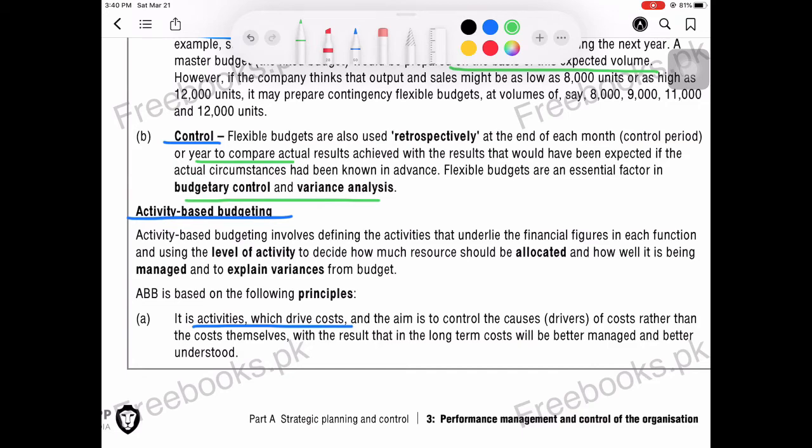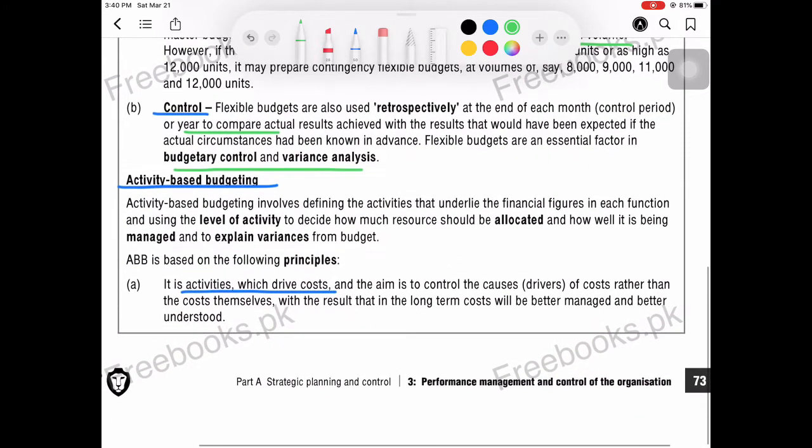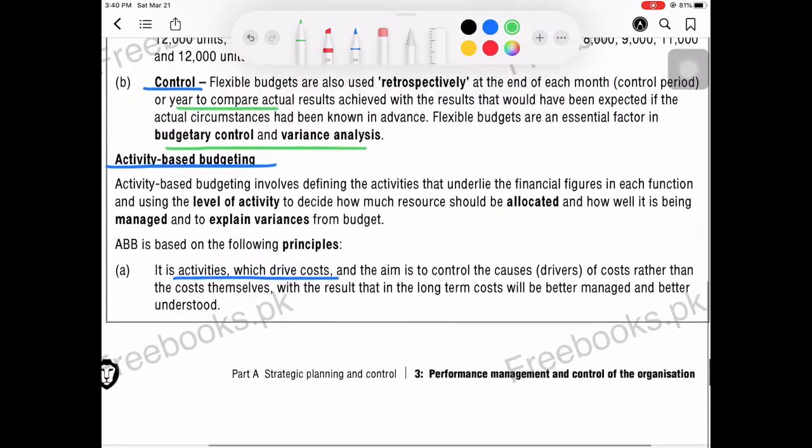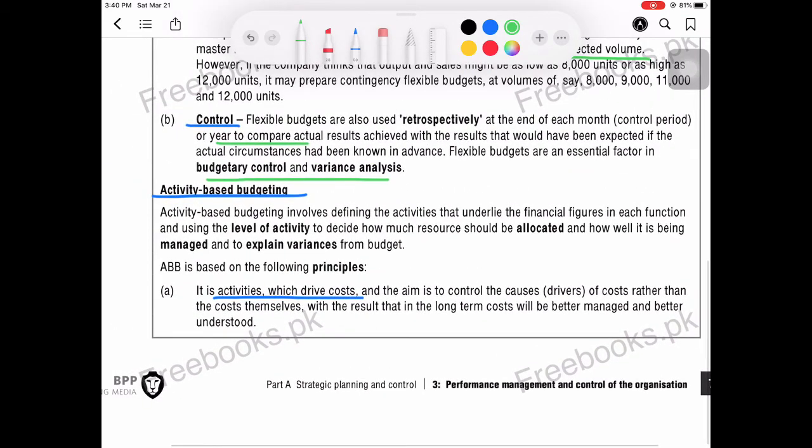Let's read the text. Activity based budgeting involves defining the activities that underlie the financial figures in each function, and using the level of activity to decide how much resource should be allocated and how well it is managed, and to explain the variances from the budget. Now the difference is that each activity needs to be allocated a budget instead of just advertising as a whole, because each activity is different, right, as we discussed for each of the products.